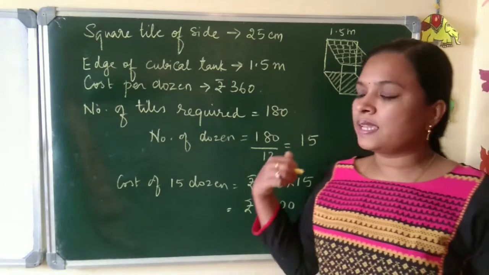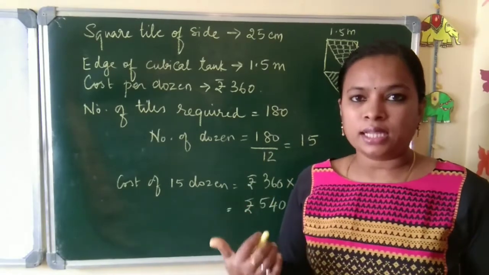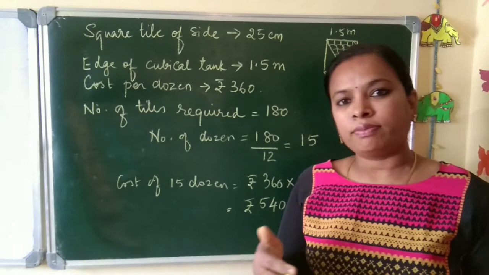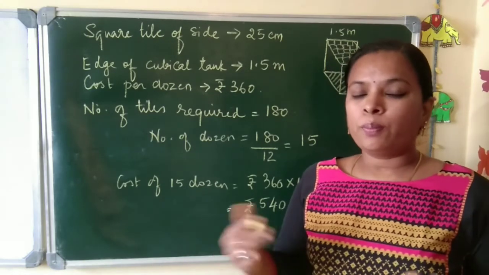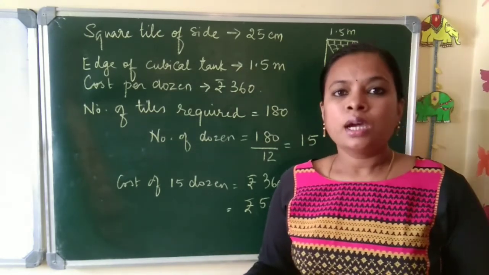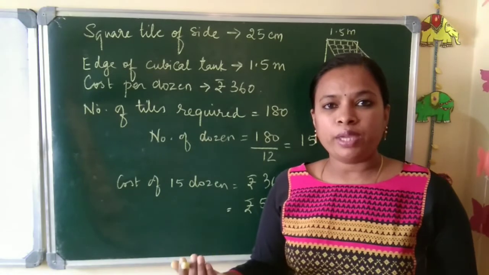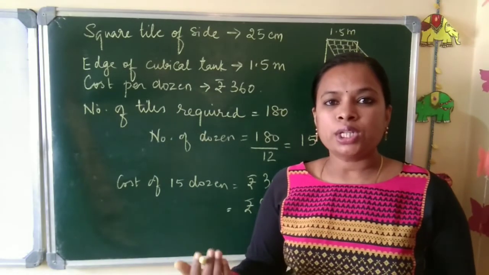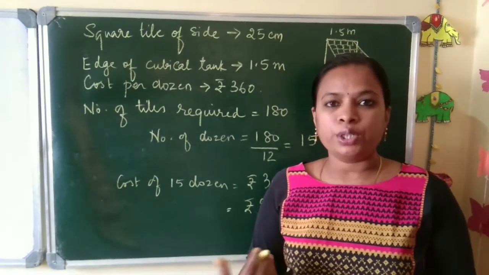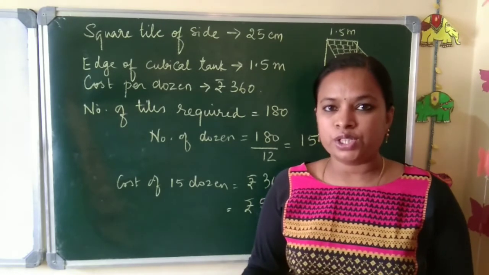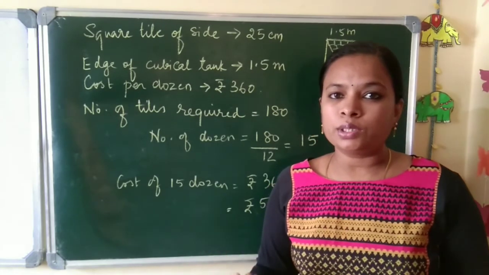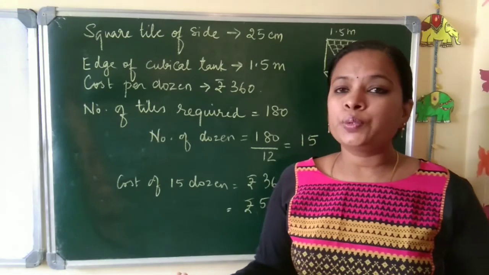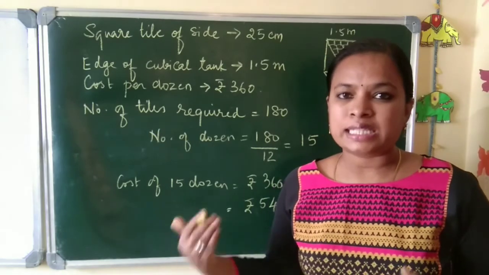Here in this case it is a square. If it is a rectangle, then you may have to divide it by length into breadth. And one more point you have to remember is both the values should be in the same unit. Usually they will give you different units. You have to do the conversion. Only then you will be able to cancel it and you will get the number of tiles required.